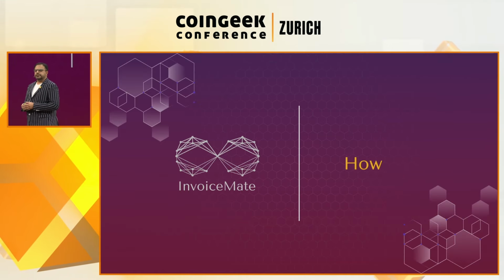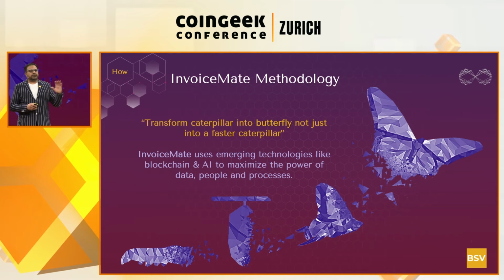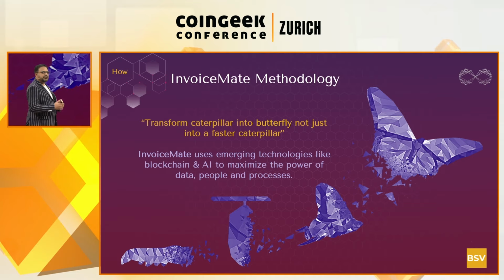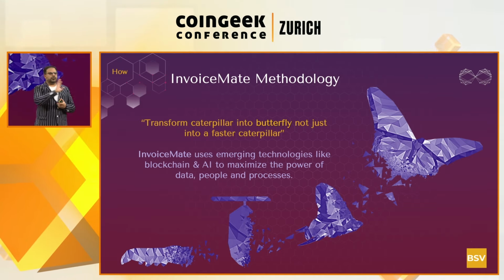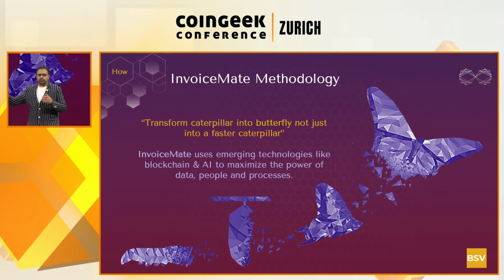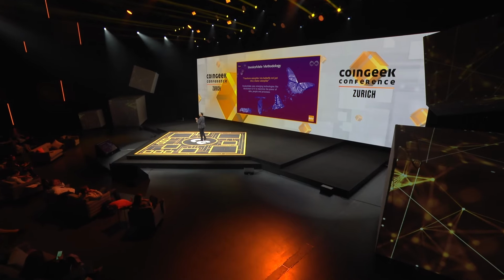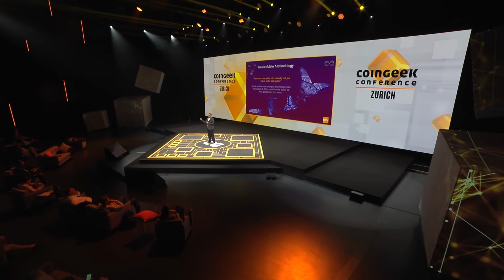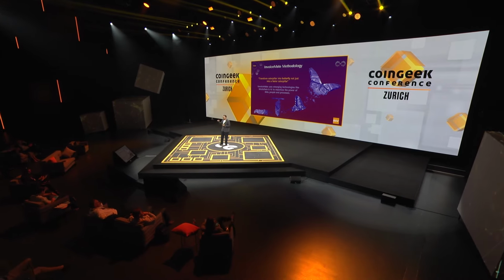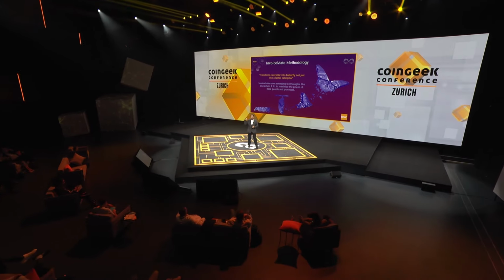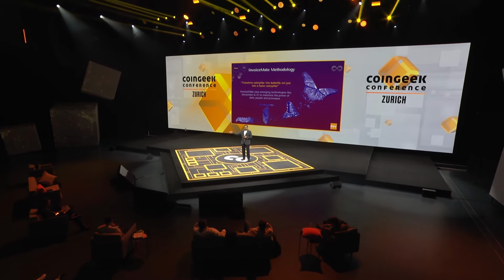How are we doing this? First and foremost is the methodology, the philosophy behind it. We don't want to convert a caterpillar into a faster caterpillar. We don't want to tackle only invoice generation, or invoice payments, or invoice financing. No, we want to tackle the whole journey. Because doing it in pieces will convert a caterpillar into just a faster caterpillar. If you really want to do a transition, a reinvention, this is the way. Start from the root cause and take it through the whole journey.